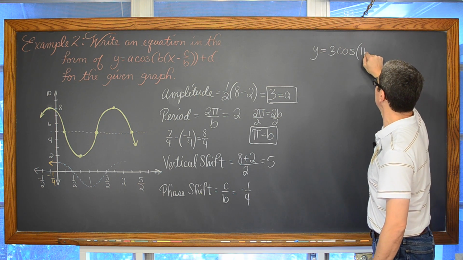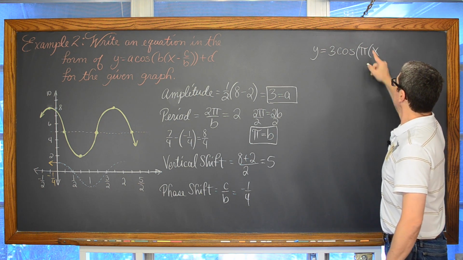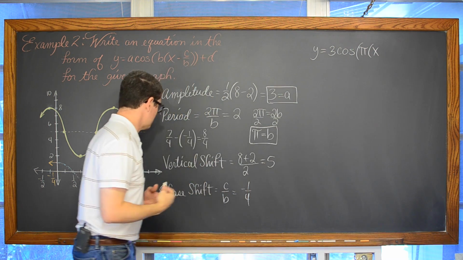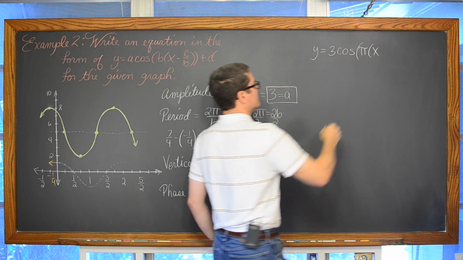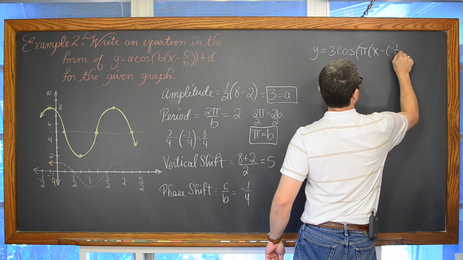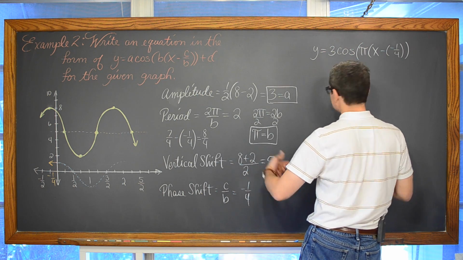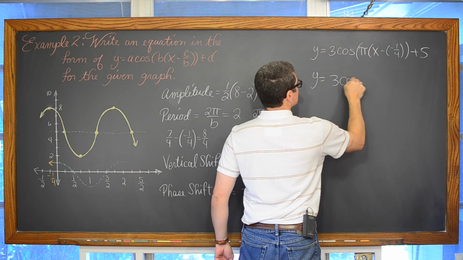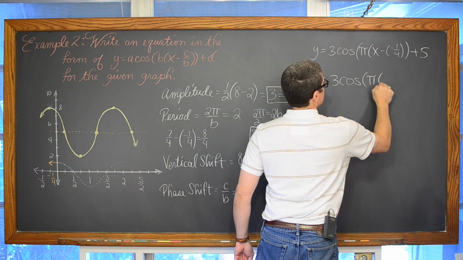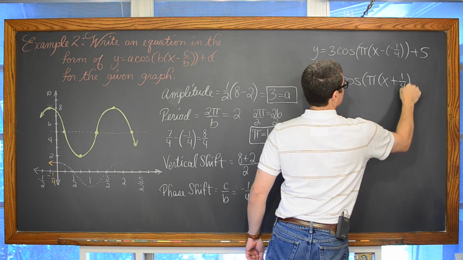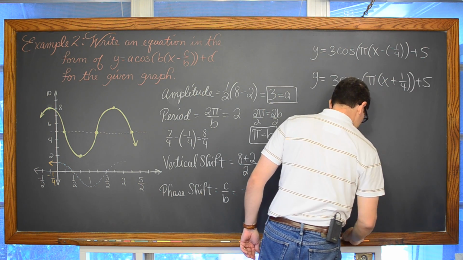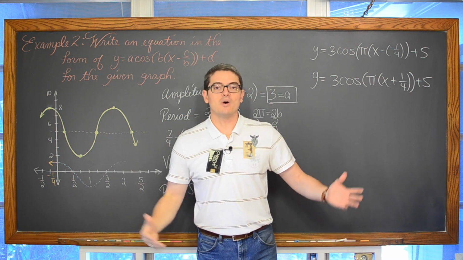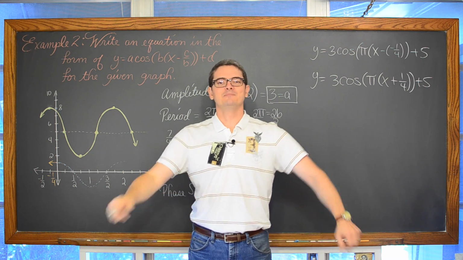So we have cosine of pi, parentheses, again keeping that coefficient of the x equal to 1, so we can just plug in the phase shift value, which is negative 1/4. So x minus a negative 1/4, close it up, and our vertical shift is equal to 5. So our final answer is y is equal to 3 cosine of pi times x plus 1/4, plus 5. And that's not the only answer, but it's the one that we've come up with, and it does match the given graph. So I am done. I'm Mr. True. Bam! Go do your homework.